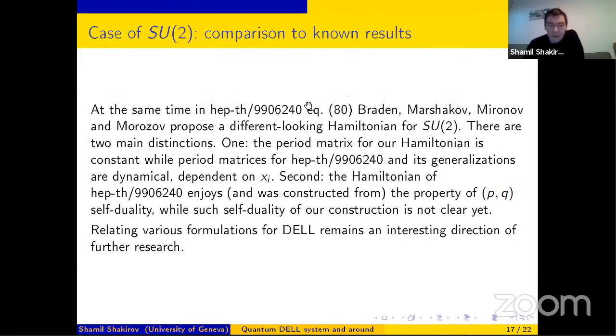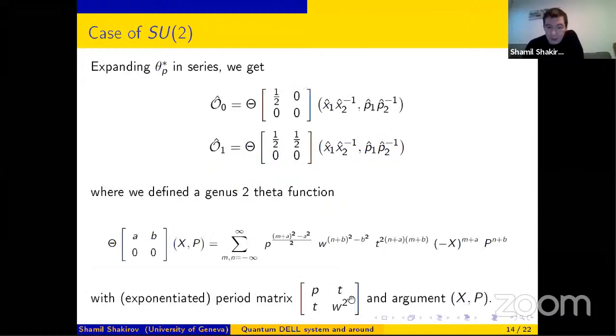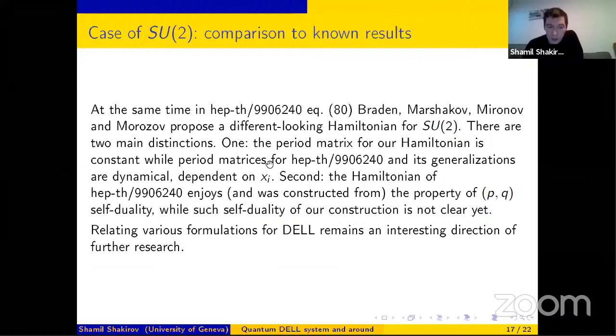And at the same time, in this paper in the year 99, these 4 people proposed a different looking Hamiltonian for SU2. And one of those people, I believe, is listening to us right now. And there are 2 main distinctions. One is that the period matrix of our Hamiltonian is constant. Indeed, it's just these parameters here. While for the suggestion of this paper, there is no period matrix really, because it's written in terms of genus 1 functions.